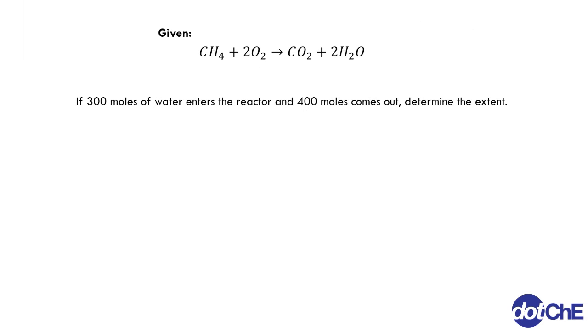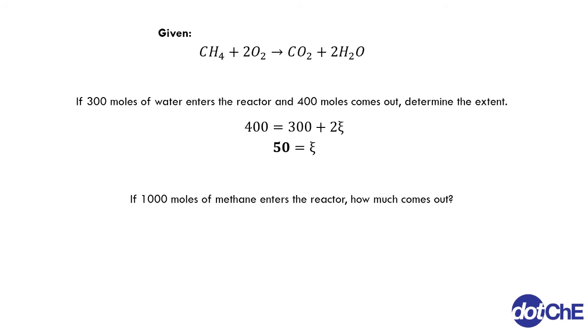So let's consider a problem. Consider the combustion of methane. If 300 moles of water enters the reactor and 400 moles comes out, what is the extent? Now let's plug into our equation, and through the power of shift solve, we could get the extent, which is 50. Now if 1000 moles of methane enters the reactor, how much comes out? Now let us plug it in again to our equation. Please note that our stoichiometric coefficient is -1 due to our sign convention, and through this we could get our final answer of 950 moles.